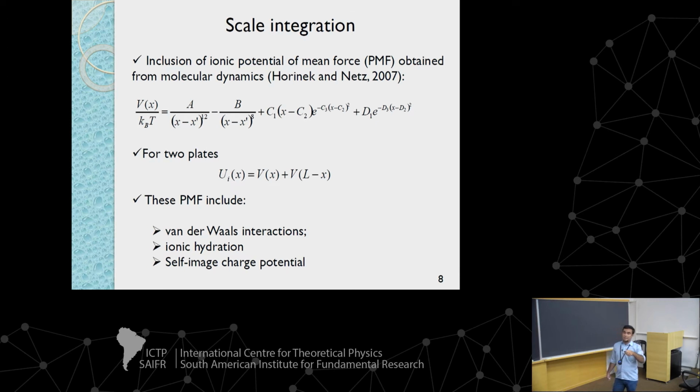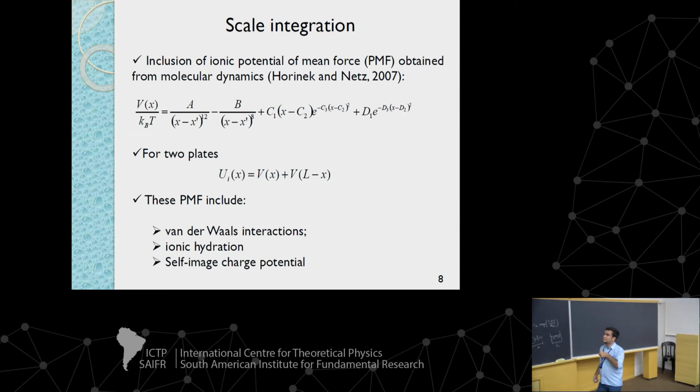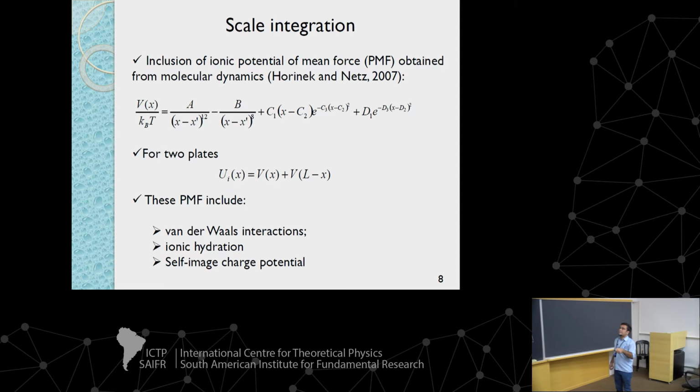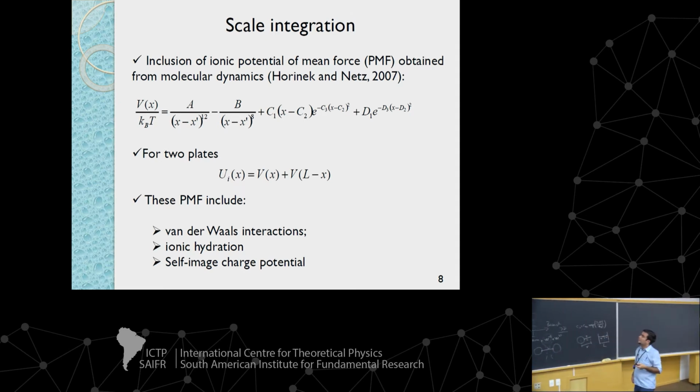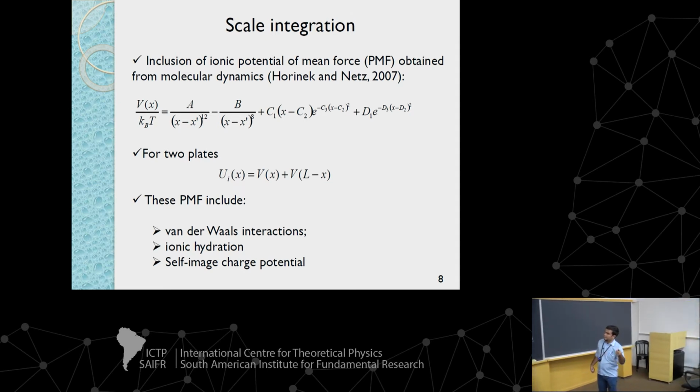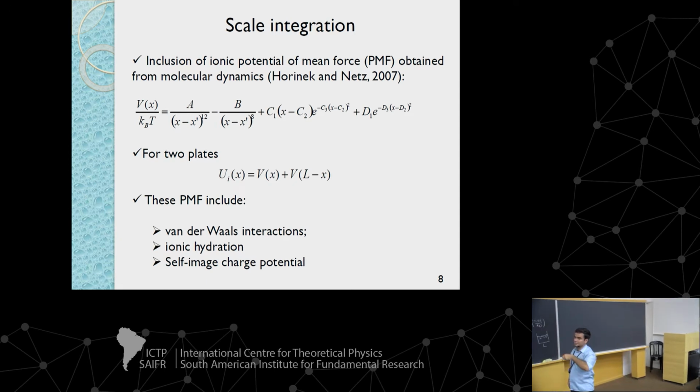So these interactions account for van der Waals interactions, ionic hydration, and also self-image charge potential. Okay, so this is the image that the ion creates at the surface because of the interaction of the ion and the surface, disturbing the dielectric constant at that point, for example. And by doing this, we introduce at the same time many different other interactions of the ion with the surface. So these are all introduced as external potentials. Okay.